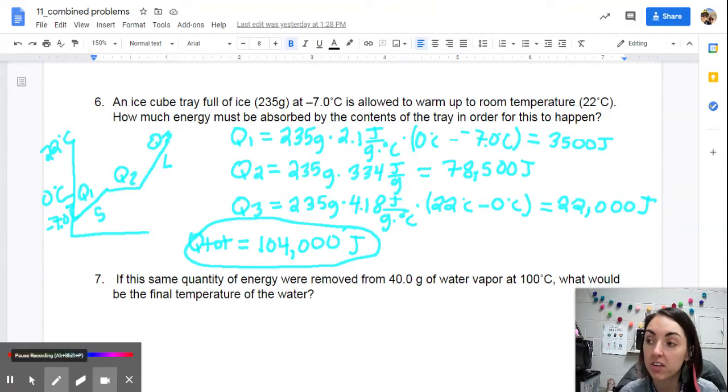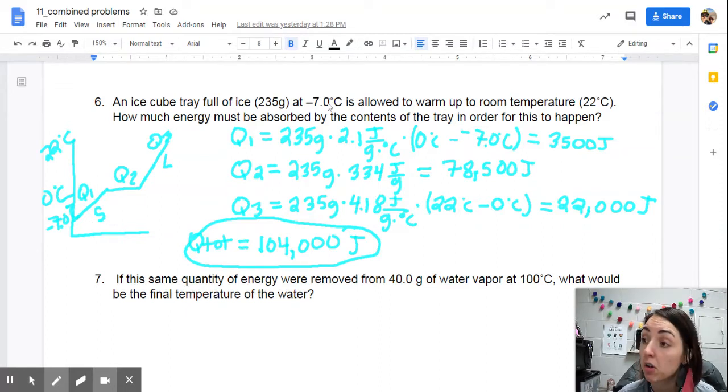Okay, take a second to check your answer. I'm going to talk through a few key points here. So Q1, it's a solid, it's ice. So we need to use the 2.1 joules per gram times degree Celsius for our specific heat capacity because it's a solid. I rounded this to 2 sig figs because my 7.0 has 2 sig figs.